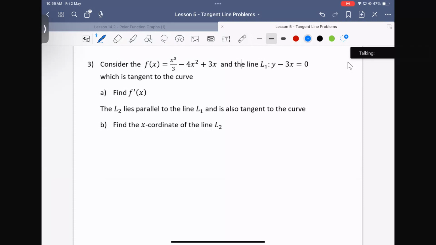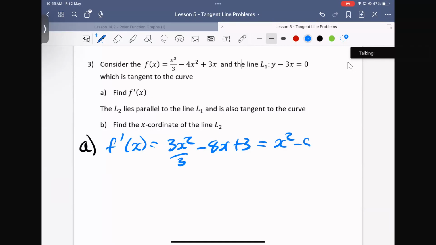Okay, so here we have a question. We're going to consider the function f of x is equal to x cubed over 3 minus 4x squared plus 3x, and we wish to find the derivative of that. So our first one is going to be f dash of x is equal to 3x squared over 3 minus 8x plus 3. And then this will simplify down to x squared minus 8x plus 3.